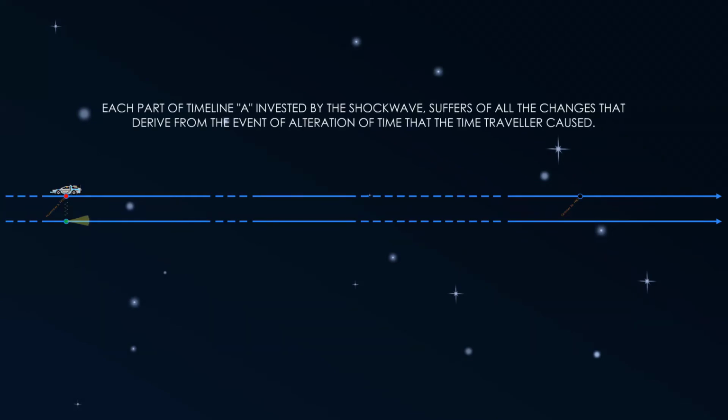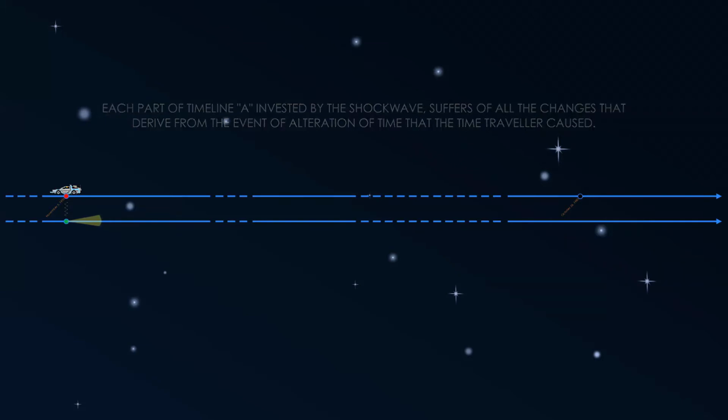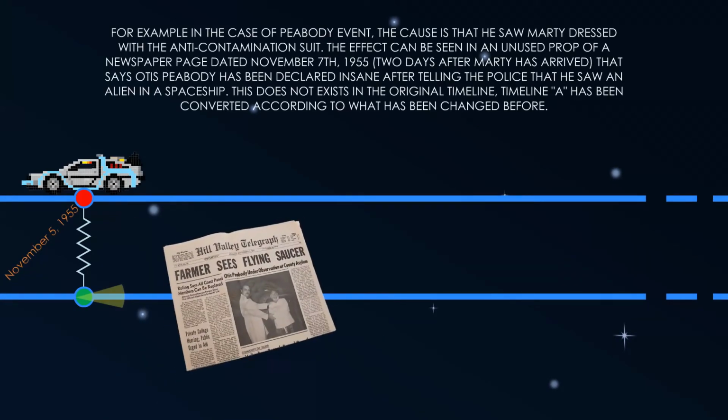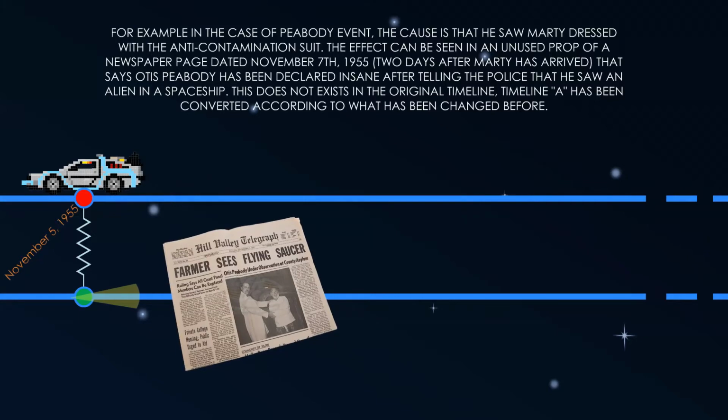Each part of timeline A, invested by the shockwave, suffers all the changes that derive from the event of alteration of time that the time traveler caused. For example, in the case of the Peabody event, the cause is that he saw Marty dressed in the anti-contamination suit. The effect can be seen in an unused prop of a newspaper page dated November 7, 1955, 2 days after Marty has arrived, that says Otis Peabody has been declared insane after telling the police that he saw an alien in a spaceship. This does not exist in the original timeline. Timeline A has been converted according to what has been changed before.